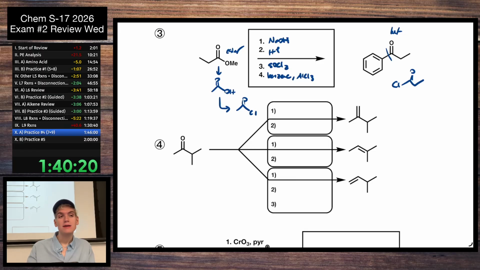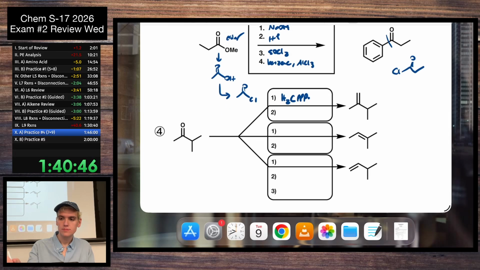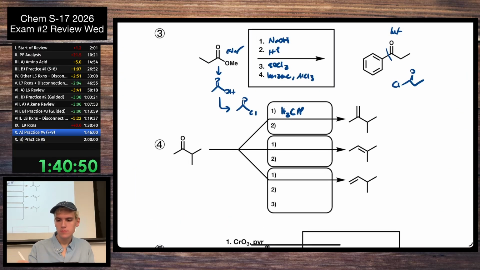With question 4, we're in alkene land. So the thing I'm noticing about the top one versus the bottom two, the top one has an additional carbon. So what's a way of making an alkene that also adds a carbon? Wittig. Yes. Okay. So we need to add one carbon, right? So I'm going to write my single carbon Wittig, CH2=PPh3. Plus minus. And then we don't have a second step for that. So we're just good. We can just introduce the ylide. Then we have an internal alkene versus a terminal.